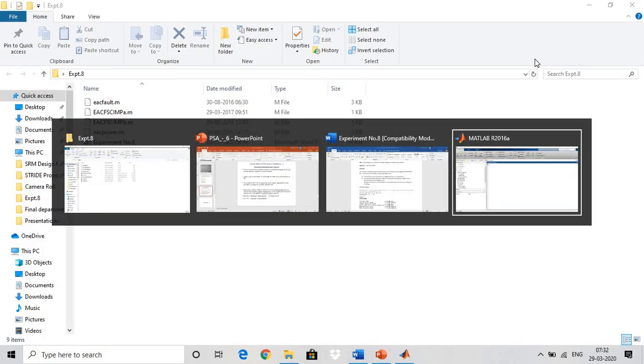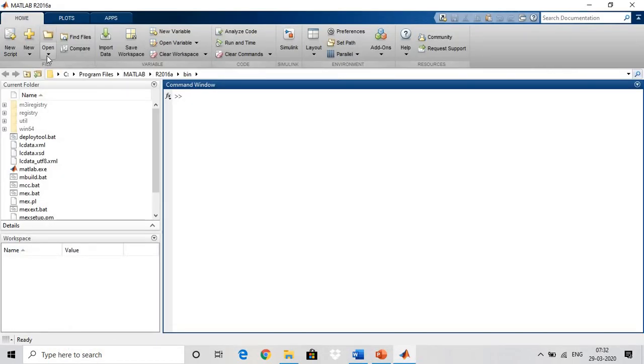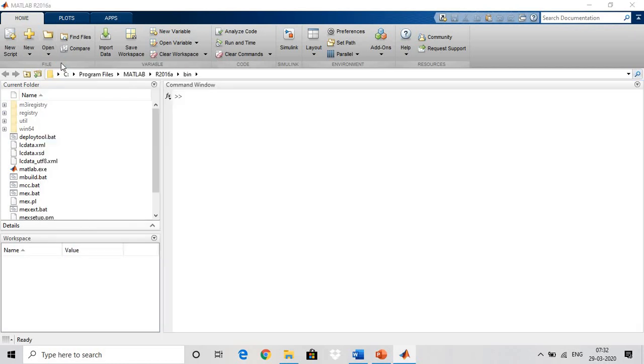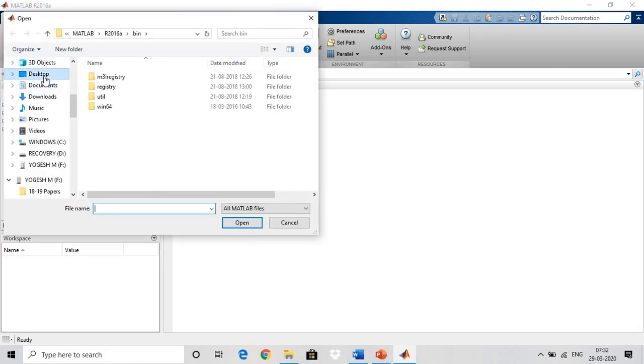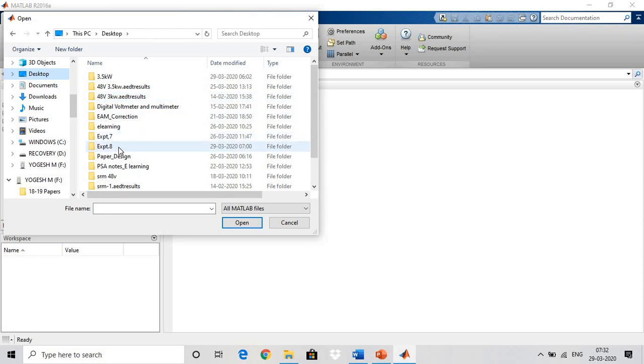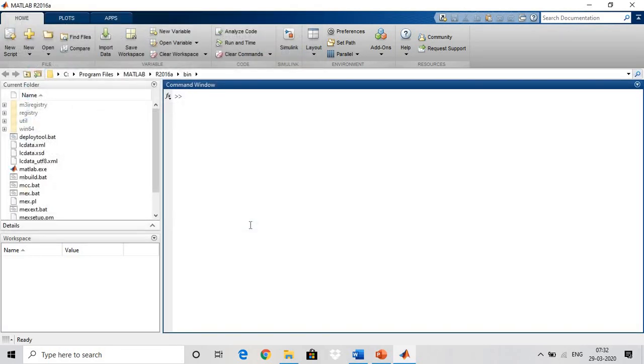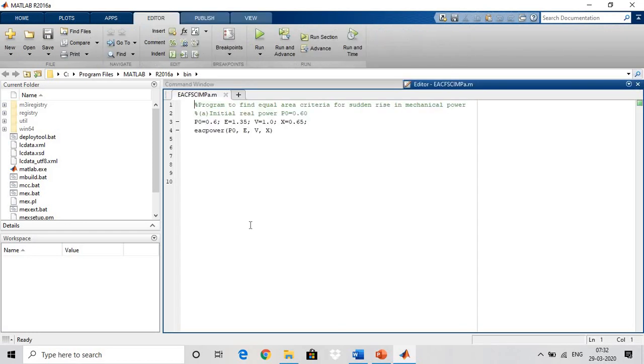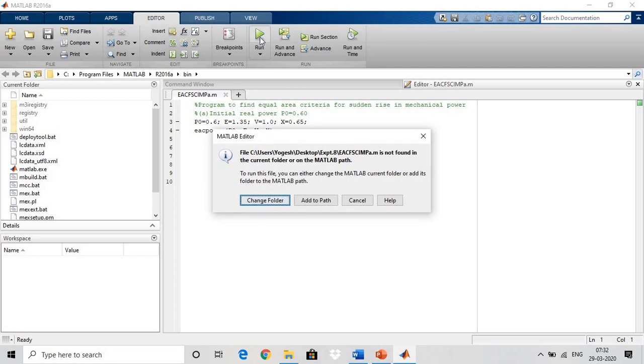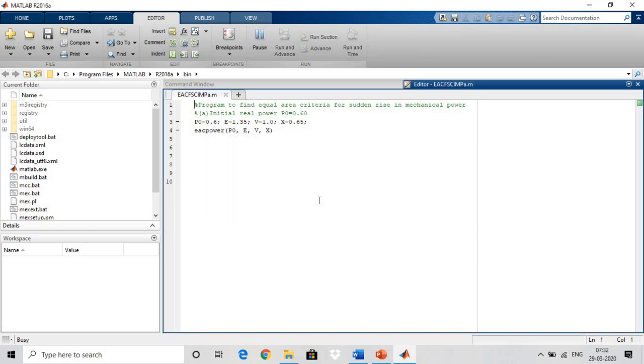I have saved this AAC power.m file, then only your program will run. So what I will do now is run that program for the first case, in which the initial power is 0.6, and I have to obtain the equal area criteria graph. I had already written this program for the first case. We have to give the input parameters of P0, E, P, X and this command AAC power. If I run this program, then I will get the equal area criteria graph, which is nothing but the power angle curve, that is, the curve between the electrical power and the rotor angle delta.